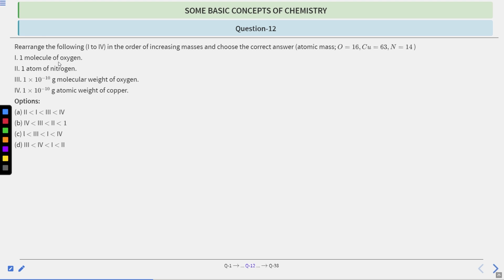Rearrange the following from 1 to 4 in the order of increasing masses and choose the correct answer. Atomic mass of oxygen, copper, and nitrogen is given here. The first statement is 1 molecule of oxygen, second is 1 molecule of nitrogen, third is 1 into 10 to the power minus 10 gram molecular weight of oxygen, and fourth is 1 into 10 to the power minus 10 gram atomic weight of copper. So we have options listed here in A, B, C, and D. Try to solve this question by yourself. You have 10 seconds to do it, and after that we will solve this question.